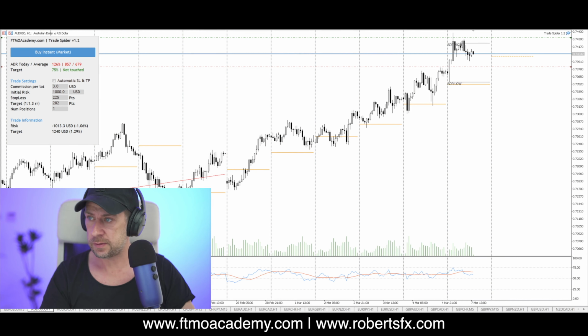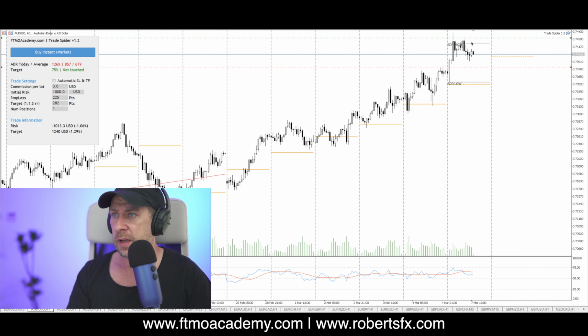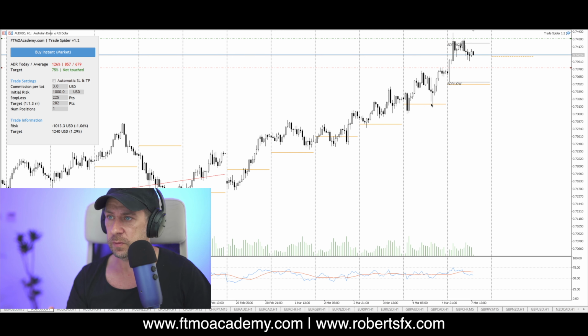If we look at this MetaTrader, I'm on AUD USD now. Here we see the ADR low, the ADR high. This yellow line is a daily pivot point. Don't bother about that one in this video. I'm only going to explain the ADR and how I use it and why it's so useful.